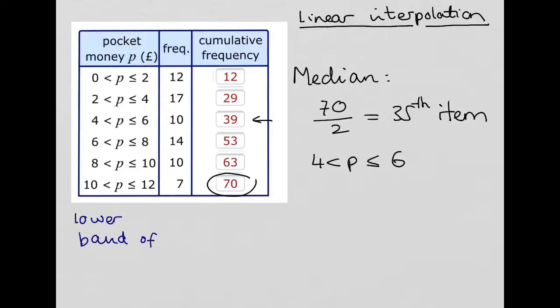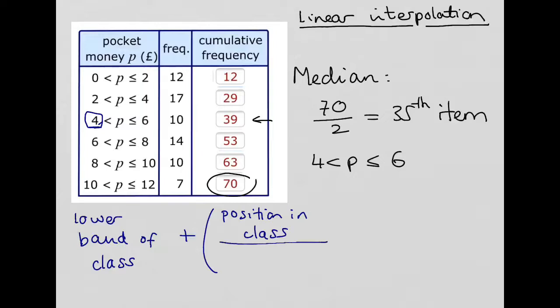So it's the lower bound of the class, plus, so I start off with the 4, which is a lower bound, plus I want to look at how far into the class I am as a fraction of how many people are in that class, and that's going to be times by the class width.